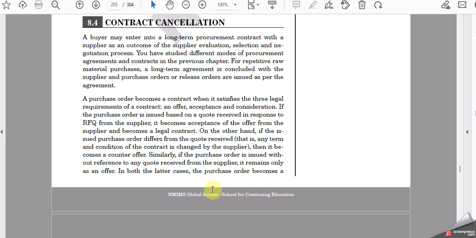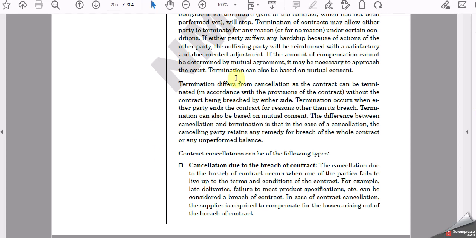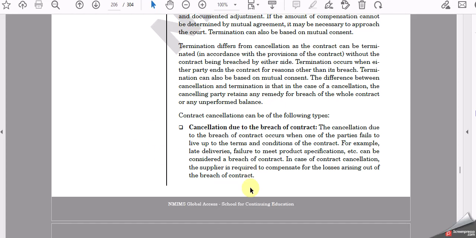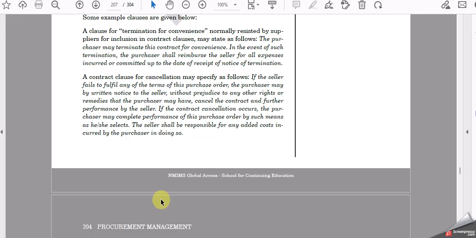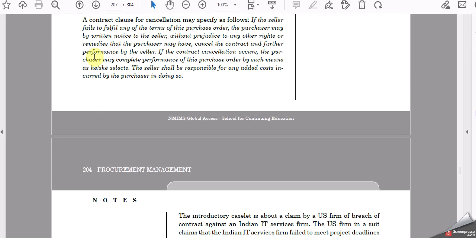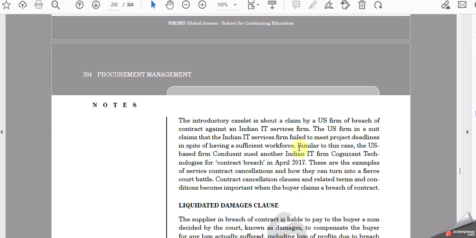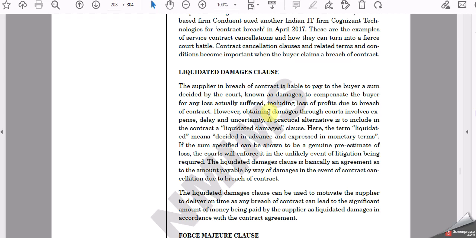So here is the contract cancellation. Here we have brief introductory information and the definition of cancellation and termination details. Then you can see there are certain types of cancellation we can go for, and what kind of cancellation clause we have. It also gives you certain examples, like how the clause looks and what problem it had. Here is an example of a US firm and an Indian IT firm and what issue they had. You can also try to find similar issues or information from the internet.